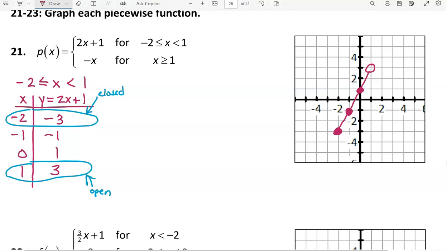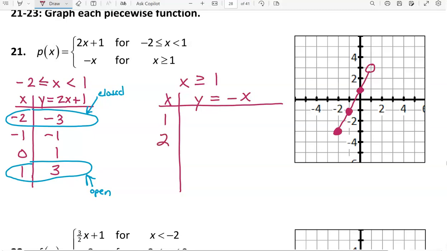Now let's create a table of values for the other interval here. x is greater than or equal to 1. And we have x values, and our y's are equal to the opposite of the x's. For greater than or equal to 1, I'll start with 1 and start listing x values that are greater. I'll put a dot, dot, dot here. That means that we're going to finish off this part of the graph with an arrow that will be pointing to the right. Our y's are equal to the opposite of the x values.